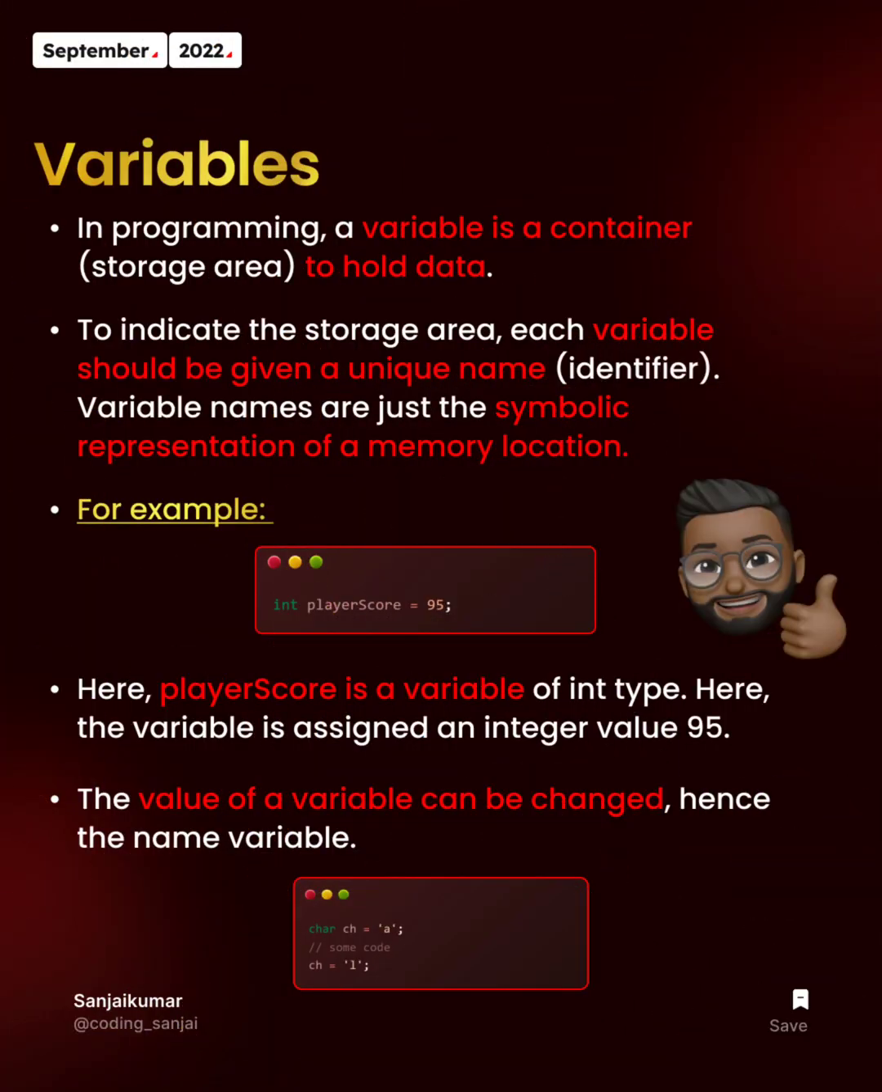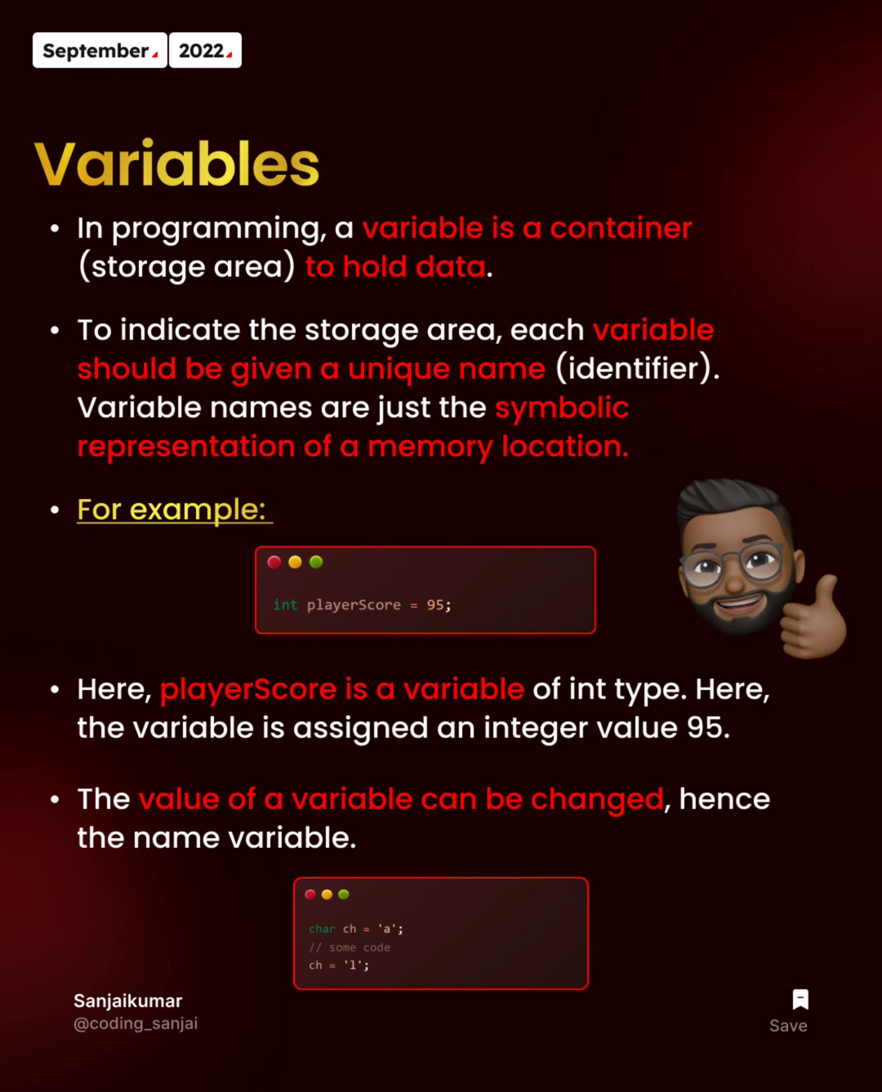Variables. In programming, a variable is a container, a storage area, to hold data. To indicate the storage area, each variable should be given a unique name, an identifier. Variable names are just the symbolic representation of a memory location.